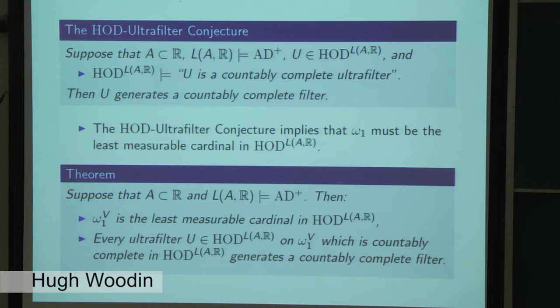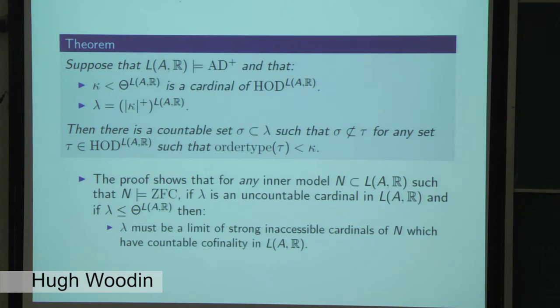All right. Technical theorem, I'm almost done. This is another one that uses that same machinery. Suppose you have an L of A and R model of AD plus. You have an L of R cardinal, a cardinal kappa of HOD below theta. And you look at the cardinal successor in L of R. Kappa may not be a cardinal in L of R, but go to the first cardinal above, lambda. Then there's a countable subset of lambda in L of A and R, or in V, it doesn't matter, which cannot be covered by any set in HOD of order type less than kappa.